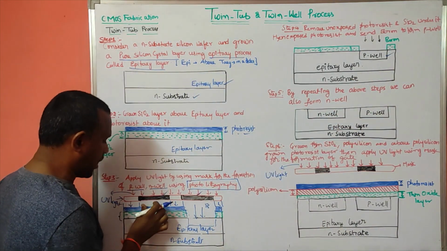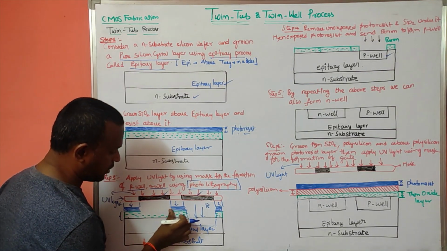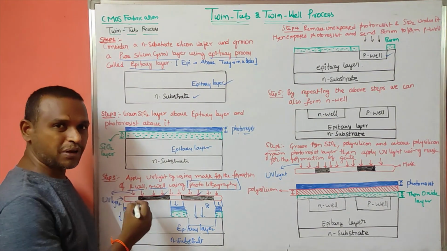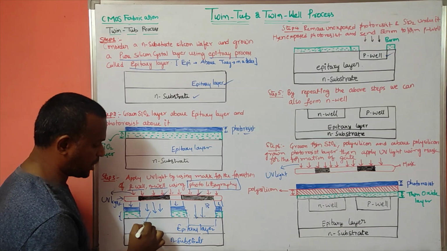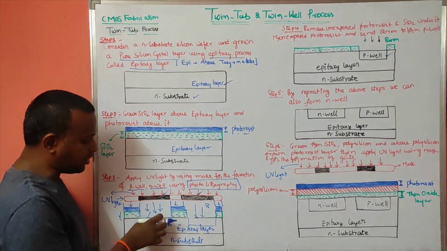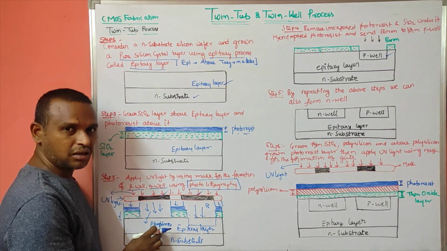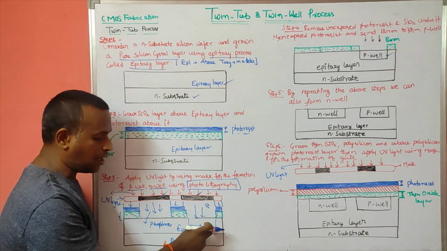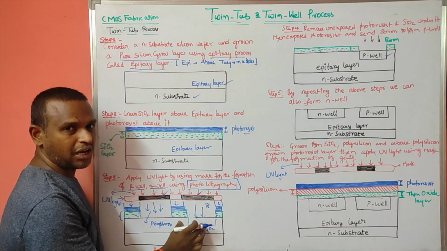Again I am removing the photoresist first and the SiO2 under it, so that it forms a region or a space for the N well. Now I am sending pentavalent atoms, that is phosphorus atoms. If I send phosphorus atoms into the epitaxy layer or pure silicon layer, it will form the N well, an N type material. If I send boron atoms, it forms the P well. If I send phosphorus atoms, it forms the N well.